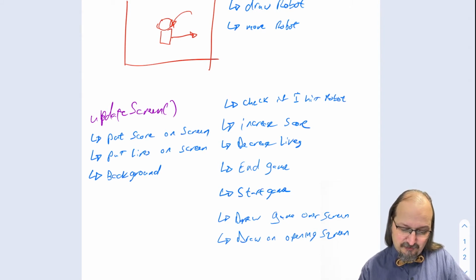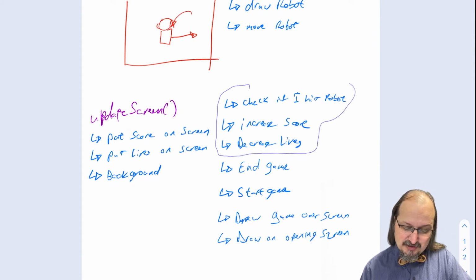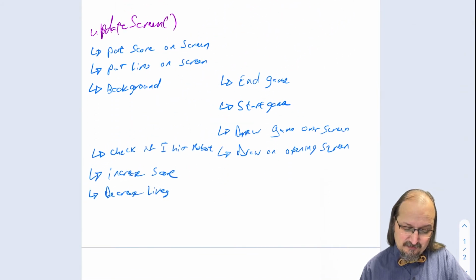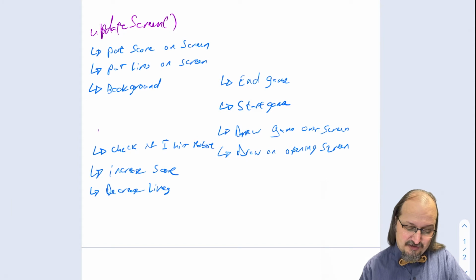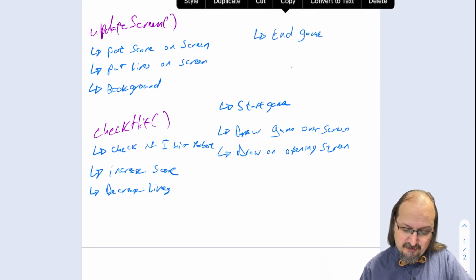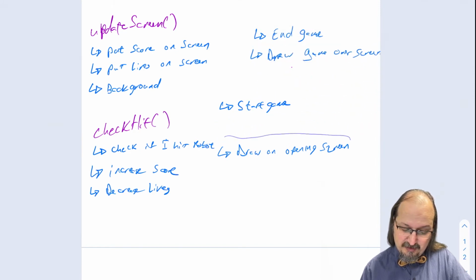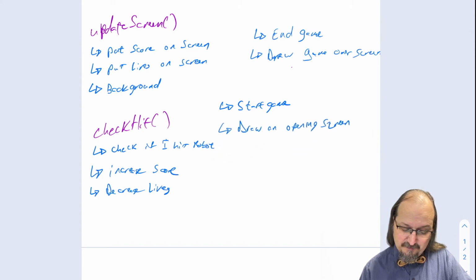So we also know that these kind of go together because we need, oh, wrong tool. We know that if I check if I hit the robot, that's when I'm going to want to increase score and decrease lives. So we know these kind of go together also. So I might pull those out. And this is check hit. This was our check hit function. So far, so good. And we know that our end game and our draw game over screen are going to kind of go together, yeah? So I might pull those together, and then I might pull together my draw opening screen and start game. These go together in some way.